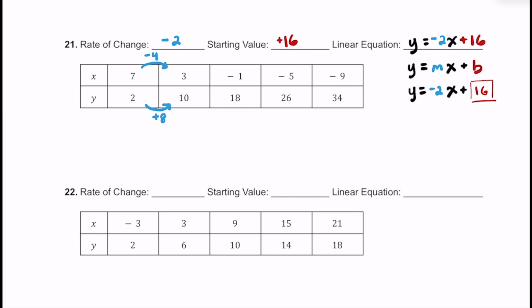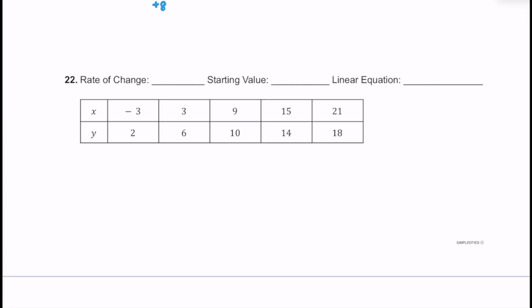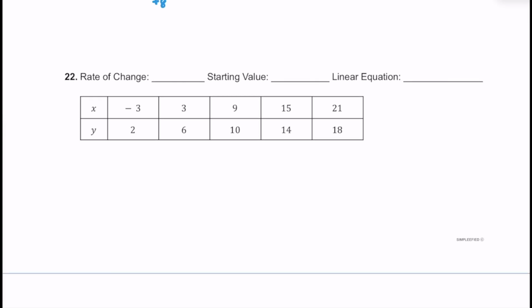All right, for number 22, let's go ahead and try another one of these. Let's start with the rate of change. I'm gonna start and let's go ahead and use these ones here, practice using maybe some negatives. So from 2 to 6, it's increasing by 4, right? And then from -3 to +3, that's increasing by 6. So it's going up 6 here. So what's the rate of change here?